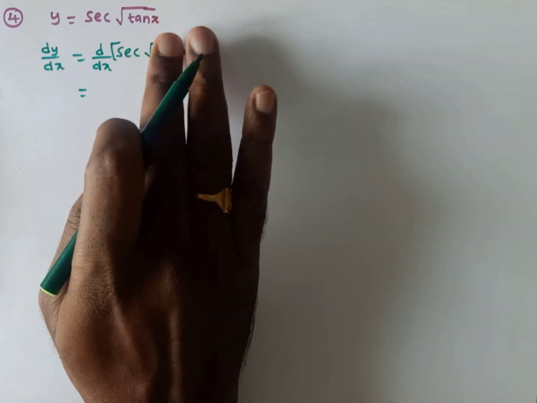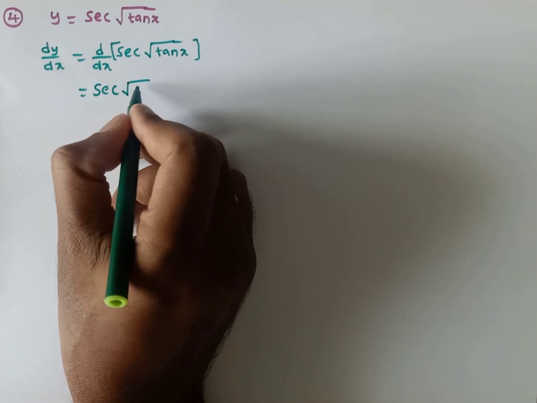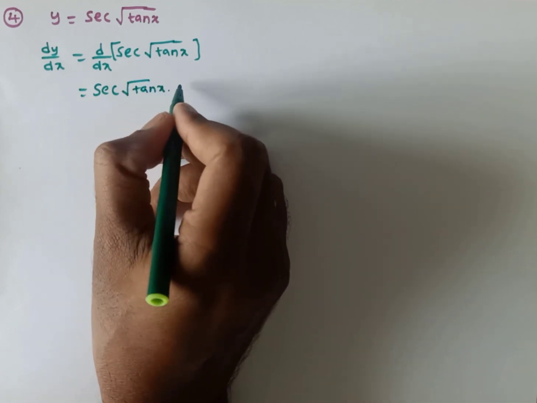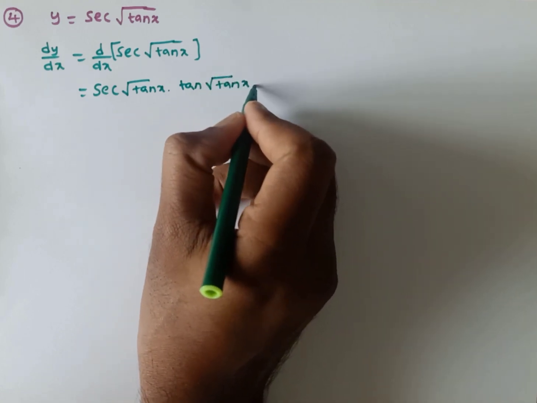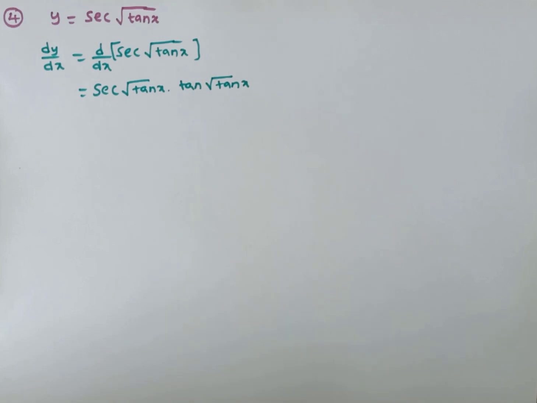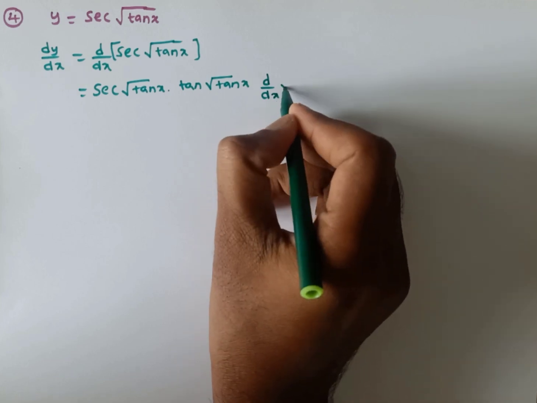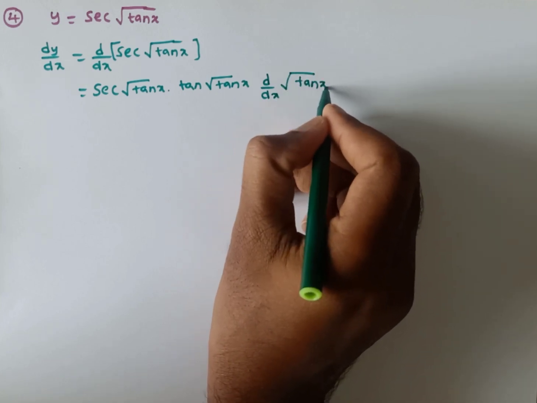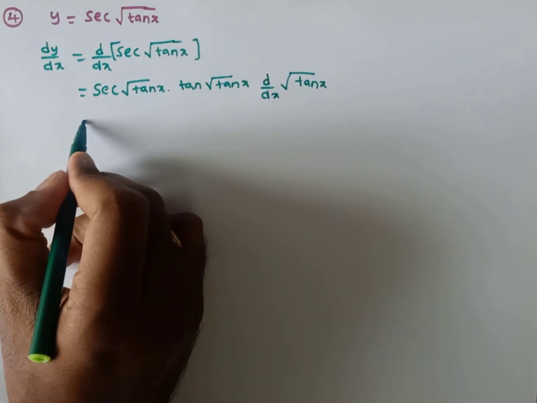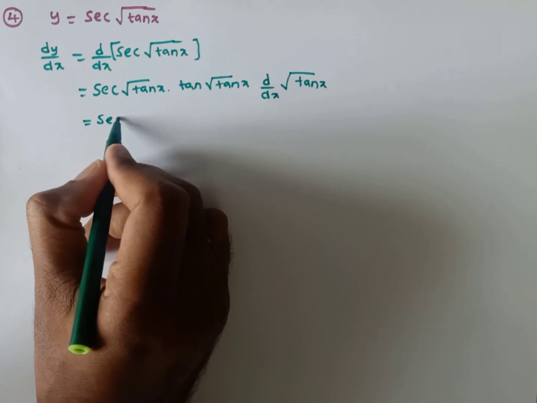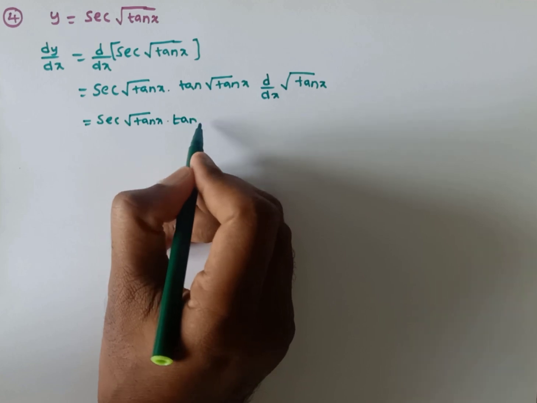Here, secant of this part leave it, the secant x model is there. So derivative of secant x is secant x into tan x, as it is write it: secant of root tan x into tan of root tan x. So the secant derivative is completed, into the derivative of the inner function, that is root of tan x. This is the total inner function, and its inner function again is tan x. So its derivative is completed. So this is secant of root tan x into tan of root tan x.